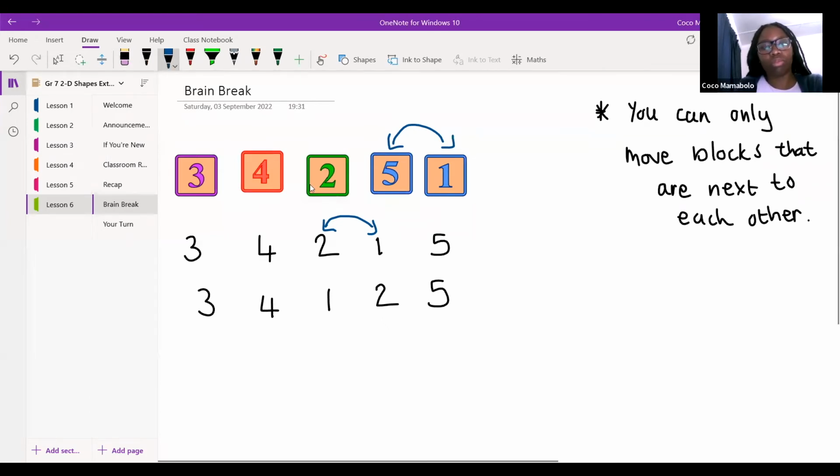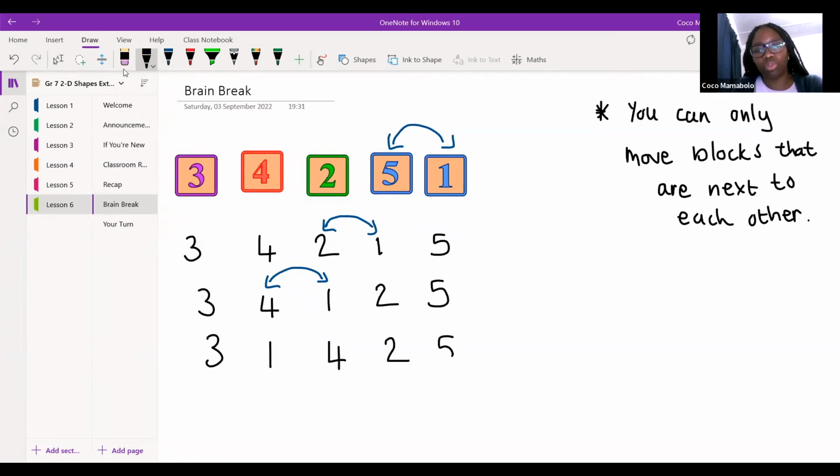Move 1 and 4. Okay. So we're going to switch 1 and 4 around. Okay. So we're going to get 3, 1, 4, 2, 5. Okay, excellent. I feel like everybody's just moving 1 just to make sure that 1 is at the beginning. But remember, guys, we need to make sure that all the numbers are moving. So sometimes it could be strategic to move another number first.